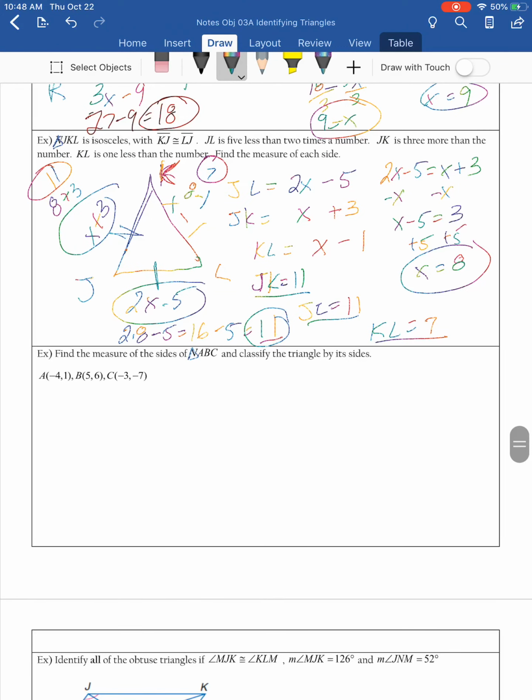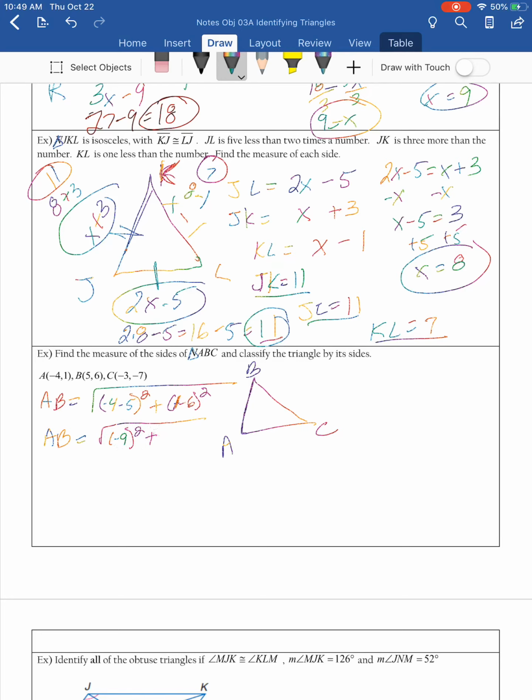by its sides. Okay, so we have to do distance formula. Okay, and I'll just draw a triangle right here, A, B, C. So first we define the distance from A to B. That's going to be the square root of, I subtract my x's, -4 minus 5 squared, plus, subtract my y's, 1 minus 6 squared. Distance from A to B is equal to -4 minus 5, that's going to be -9 squared, plus 1 minus 6 is -7 squared.